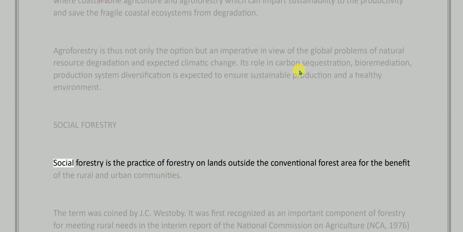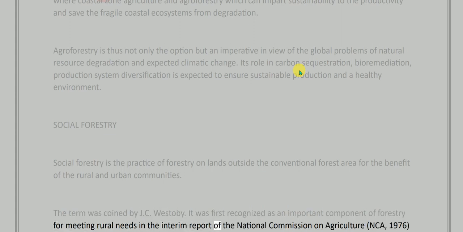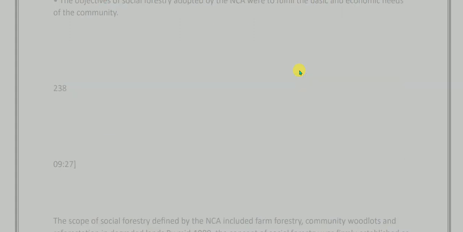Social forestry is the practice of forestry on lands outside the conventional forest area for the benefit of the rural and urban communities. The term was coined by J.C. Westoby. It was first recognized as an important component of forestry for meeting rural needs in the interim report of the National Commission on Agriculture, NCA, 1976. The objectives of social forestry adopted by the NCA were to fulfill the basic and economic needs of the community.